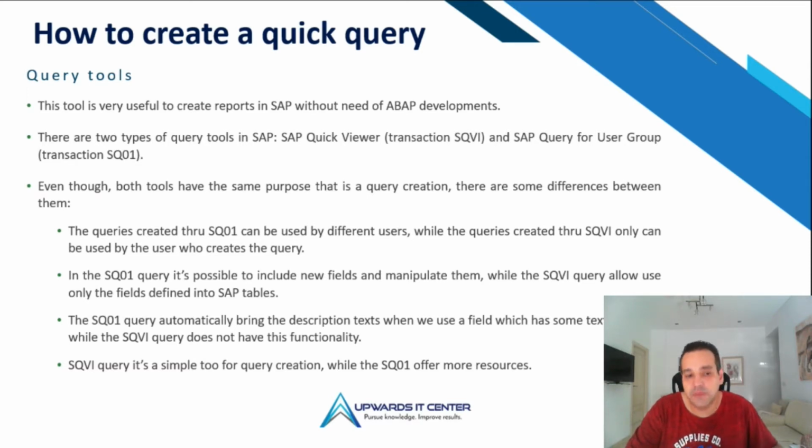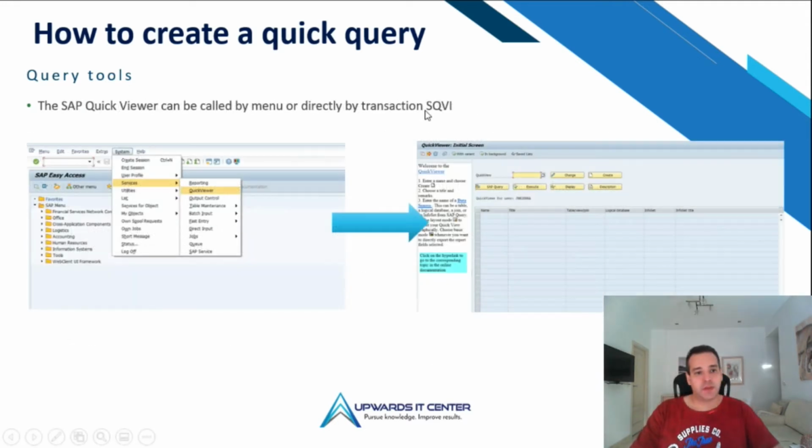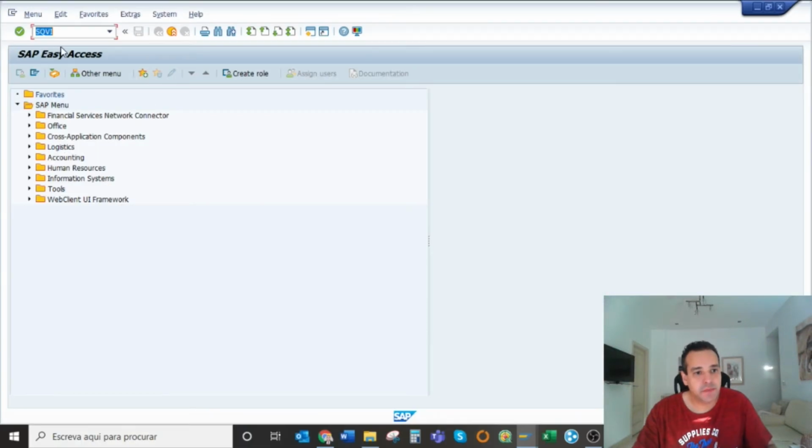So as you can see, the SAP Quick Viewer is a simple tool that you use for some quick extraction, but it's not sophisticated and doesn't have many resources. The SAP Quick Viewer can be called by menu or directly by transaction SQVI. You can click in System, Services, and Quick Viewer, and you can see the SAP Quick Viewer. Let's start the demonstration.